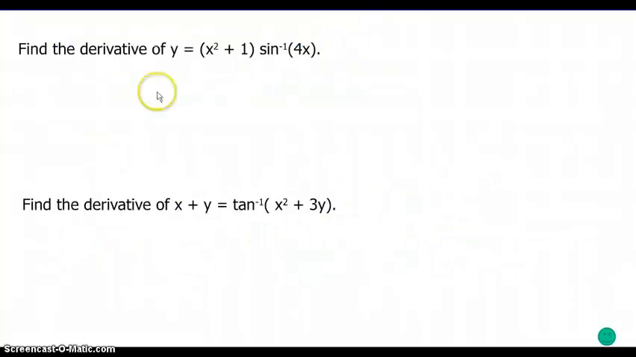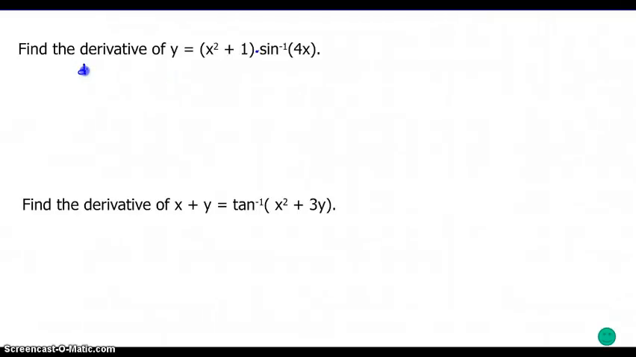So not difficult. Find the derivative of y equals the quantity x plus 1 times sine inverse of 4x. So we may not just encounter these alone. They may be buried up in a product rule or a quotient rule or maybe even another chain rule. So look for that as well.